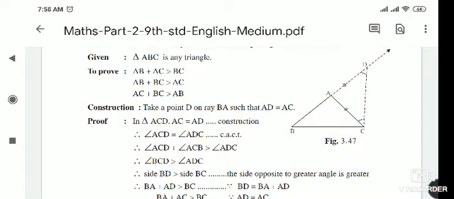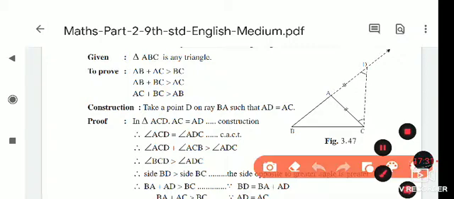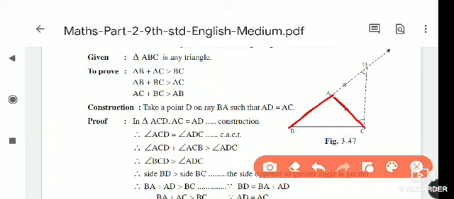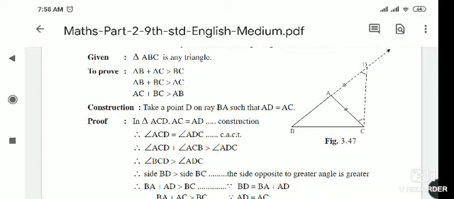So here, given: ABC is a triangle, and to prove: AB plus AC is greater than BC. Okay, next, this first one I will show. Second, AB plus BC is greater than AC. This measure is also greater than AC. And third, AB plus BC plus AC is greater than AB. These three are what we have to prove.